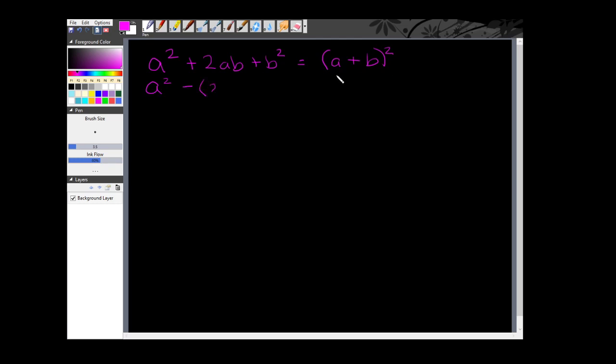So if in the parentheses you want a minus, you just put a minus out here in the front. However, when you go to FOIL this together, any negative times a negative would create a positive here. So you'll always have a positive in this part.